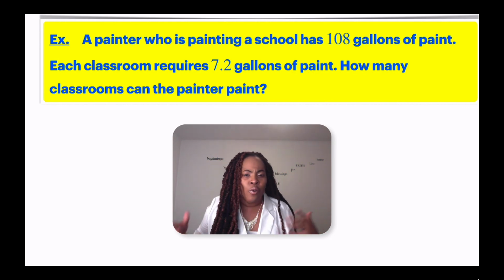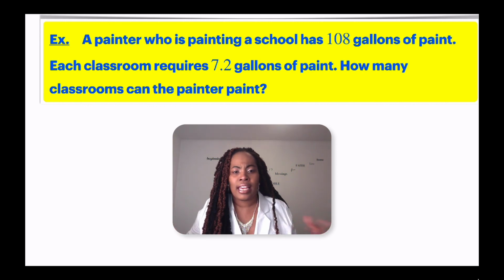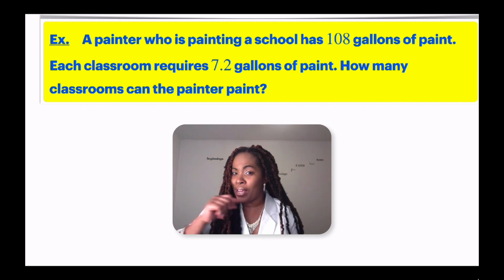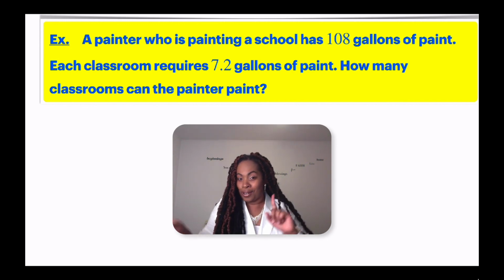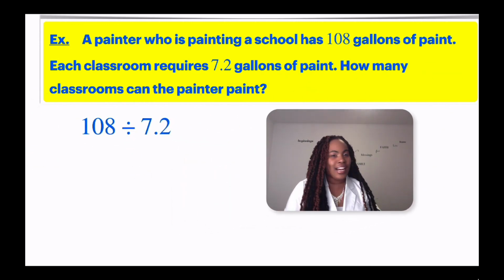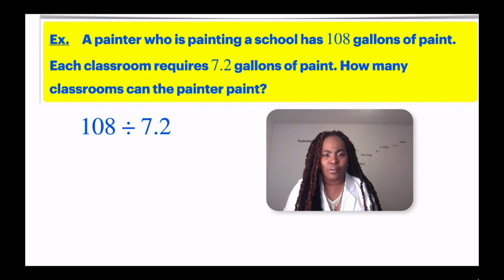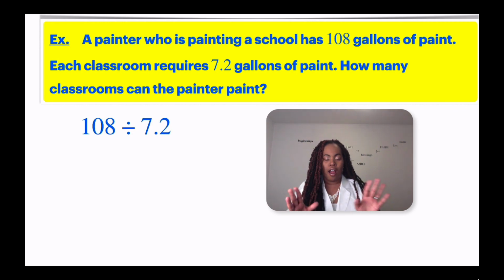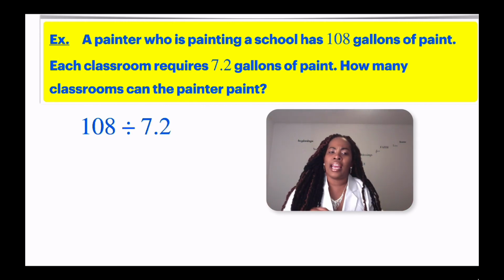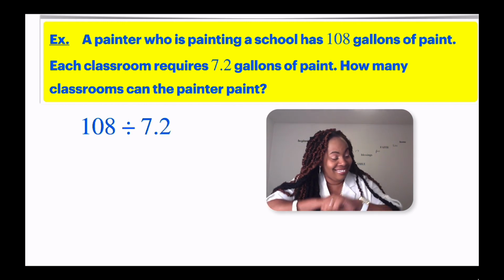Okay, so for our next example, it says a painter who was painting a school has 108 gallons of paint. Each classroom requires 7 2/10 gallons of paint. How many classrooms can the painter paint? So, again, we're starting with 108 gallons of paint, and we know that per classroom, it's going to be 7 2/10 gallons of paint. So when we divide that up, the question is, how many classrooms can this painter paint?